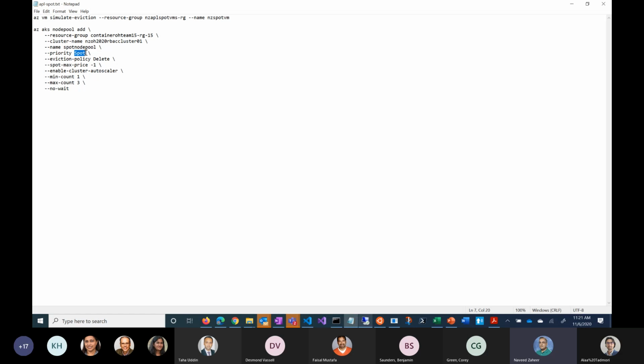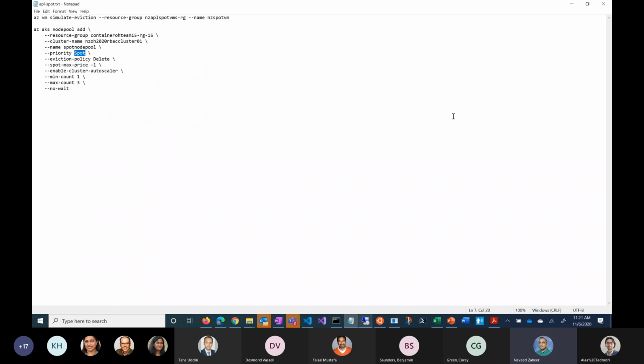There is nothing different. It's just a VM. Just keep in mind, it's a virtual machine. Yes, there is no SLA, but there is nothing deficient in that virtual machine. It is a virtual machine, just like anything else. Okay, so that's very important.